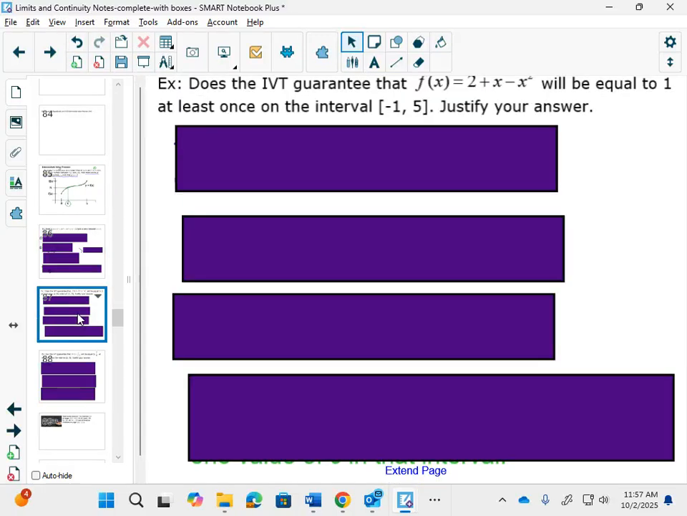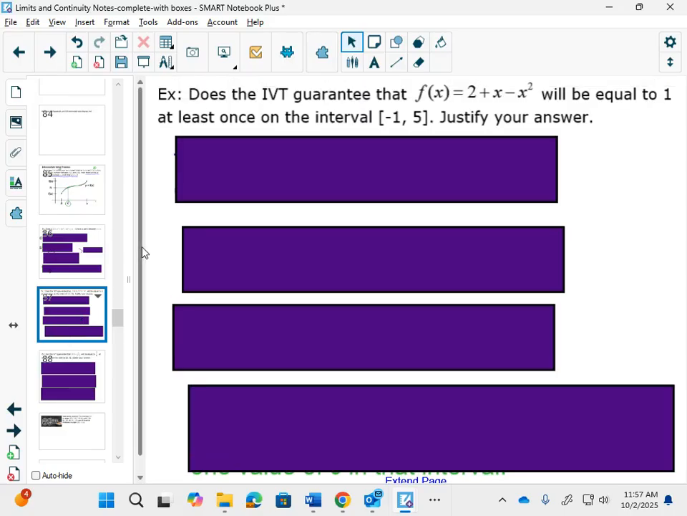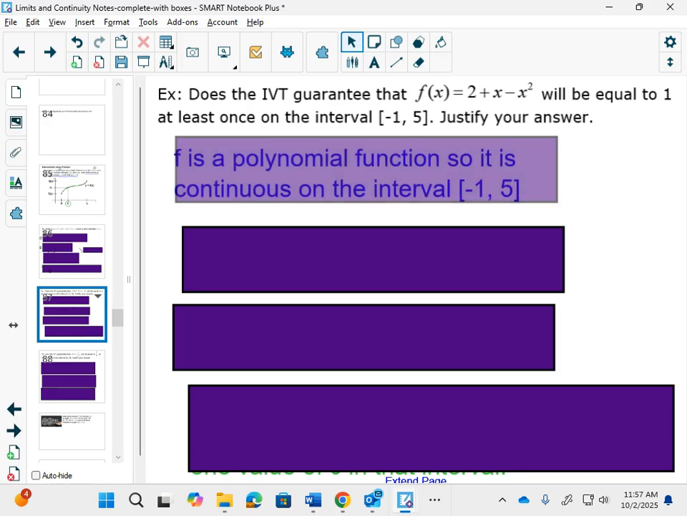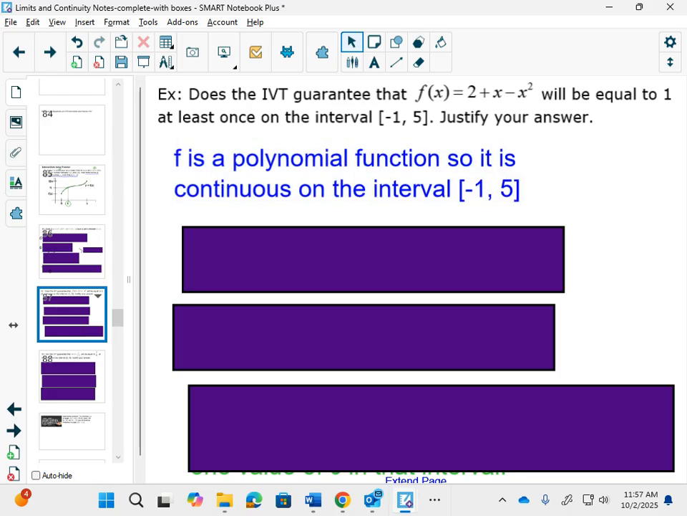Does the intermediate value theorem guarantee that in that parabola it will equal 1 at least once in between -1 and 5? Justify your answer. So in order for the intermediate value theorem to work, first of all, we have to say it's continuous. All polynomial functions are continuous everywhere. Every function we've been doing so far has been continuous on its domain. So if you had a rational function, you could say this rational function is continuous on its domain, therefore it's continuous on 3 to 5, or whatever values you have.